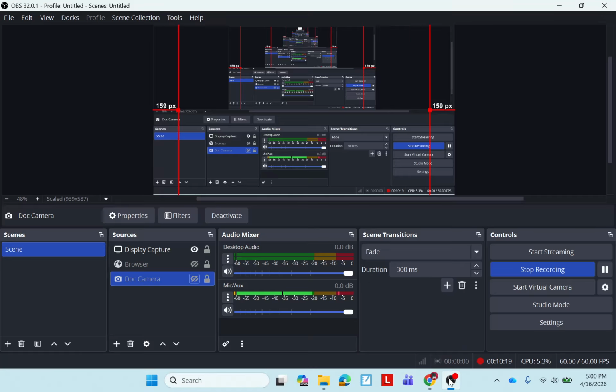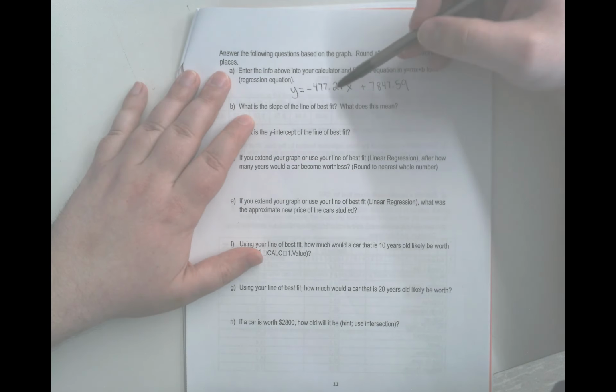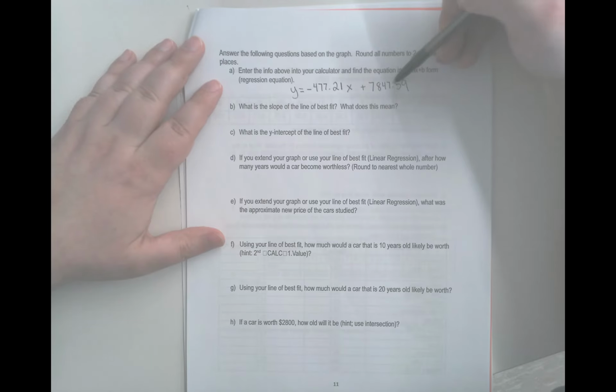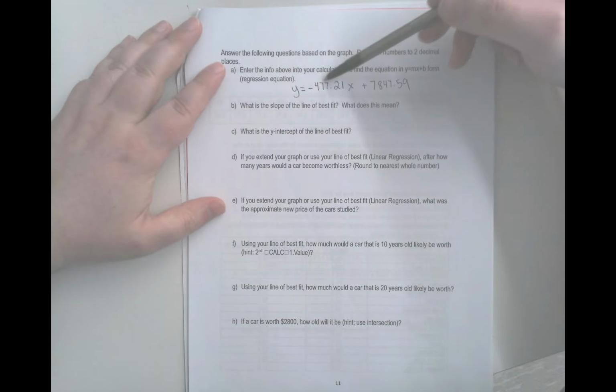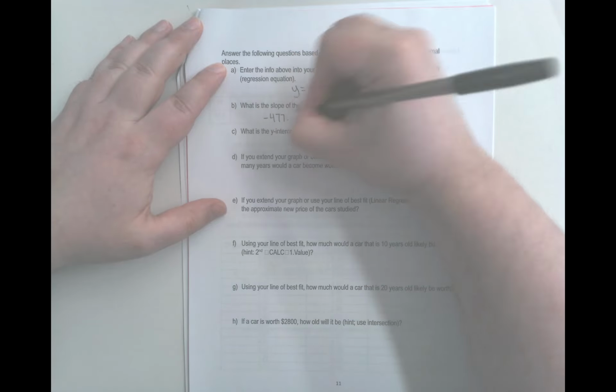Okay, so I'm just going to switch back to the notes here. And I wrote it in here. So my equation is y equals negative 477.21x plus 7,847.59. What is the slope? So the slope is negative 477.21. But what does this represent?